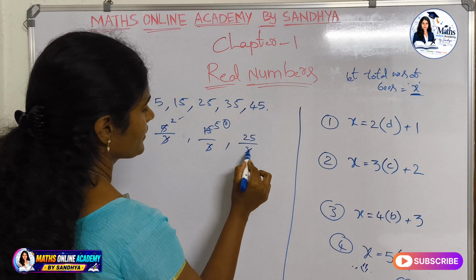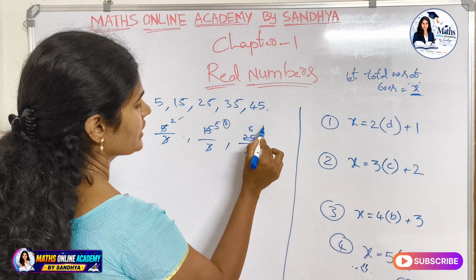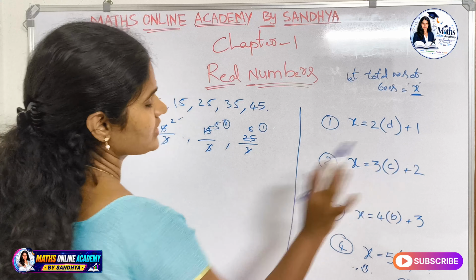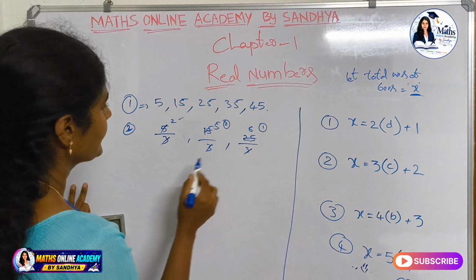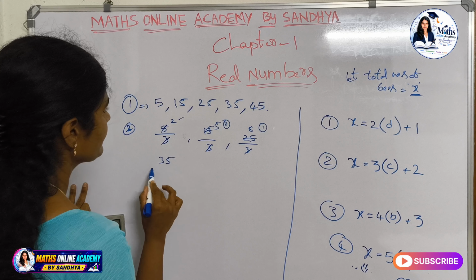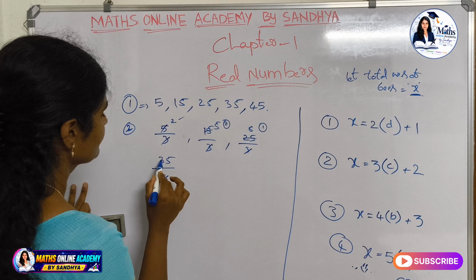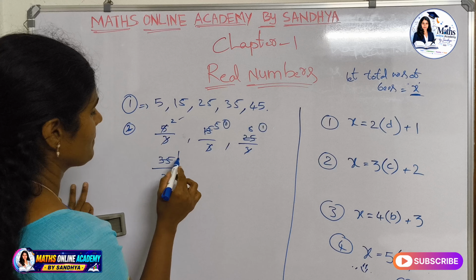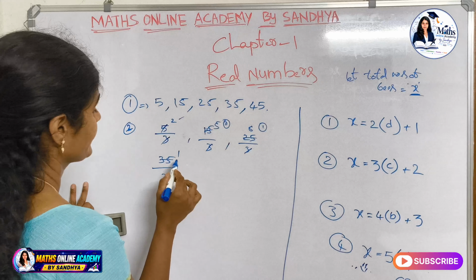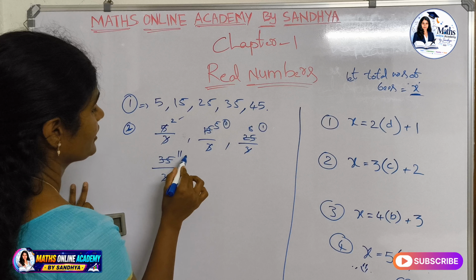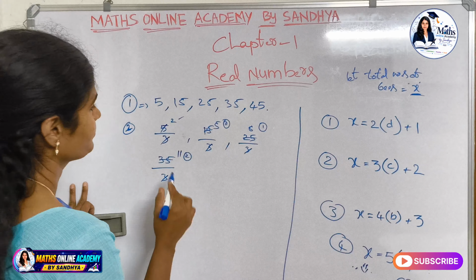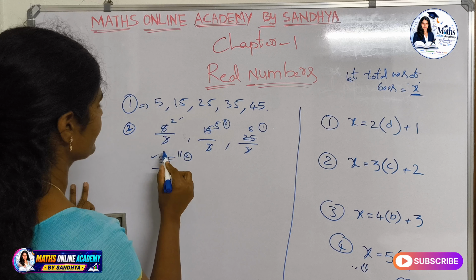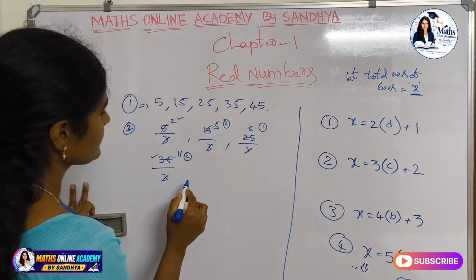25 by 3, 3 8s are 24. Here the remainder is 1, so it's not satisfying. And next, 35, 3 11s are 33 and the remainder is 2. So this is satisfying. 5 and 35 are satisfying.